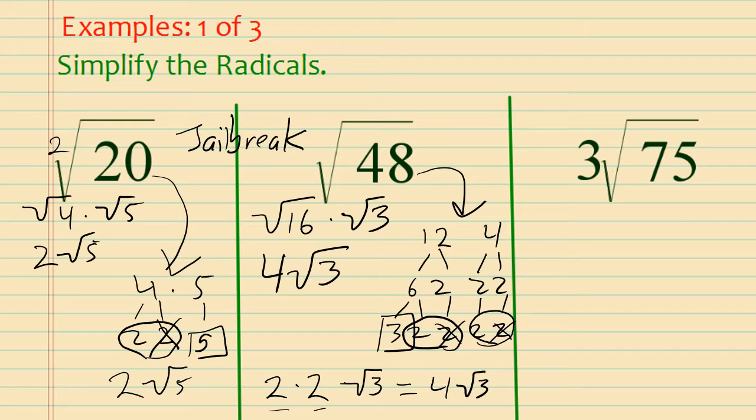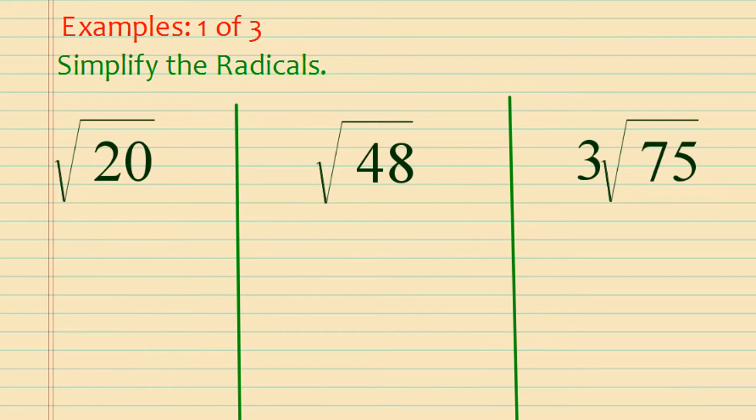Sometimes there's a number already on the outside. In this case, we have a 3 that's going to multiply with anybody who does break out of the jail. So I'm going to set the 3 off to the side here and ask myself, what is the biggest perfect square that goes into 75? The biggest perfect square that goes into 75 is 25. So I get 3 times the square root of 25 times the square root of 3, because 25 times 3 is 75.